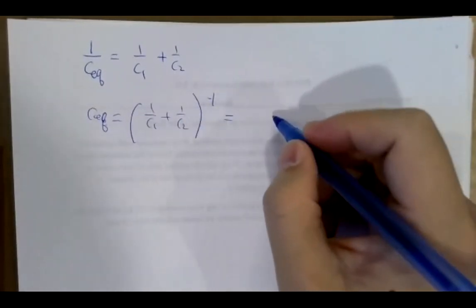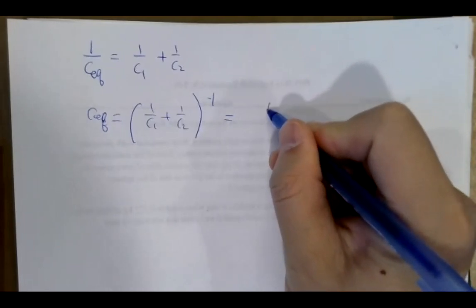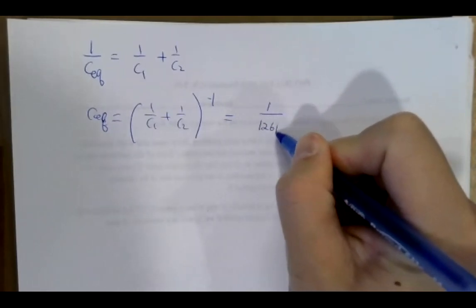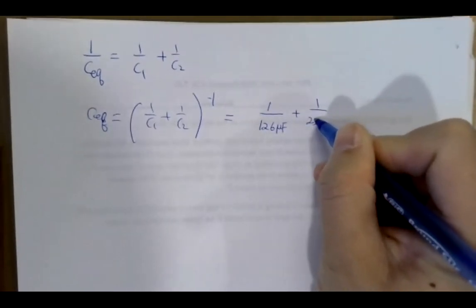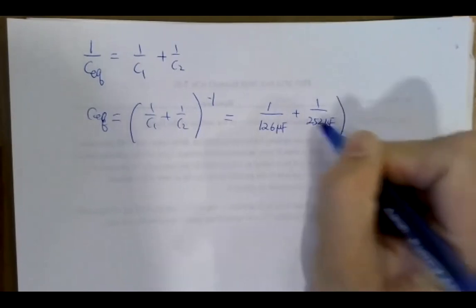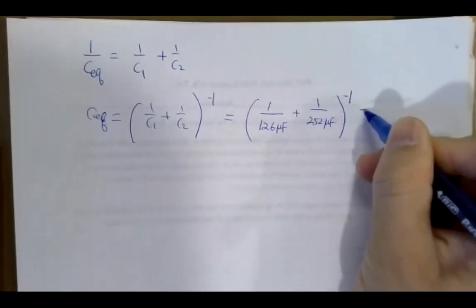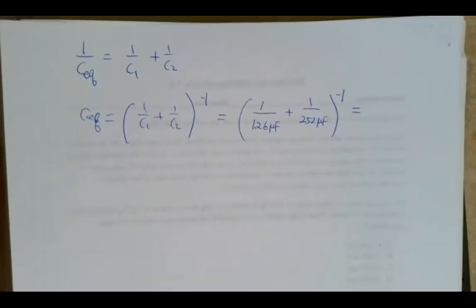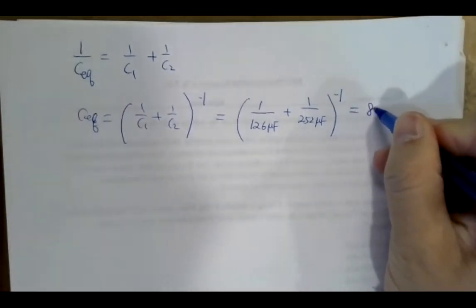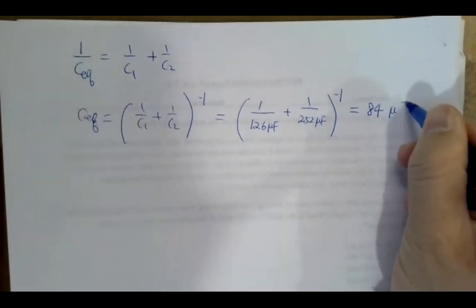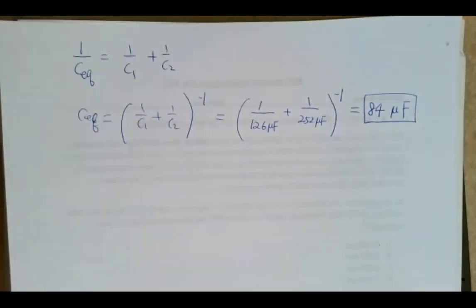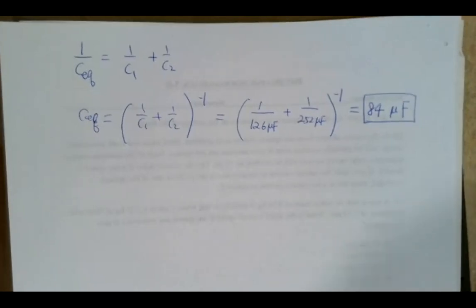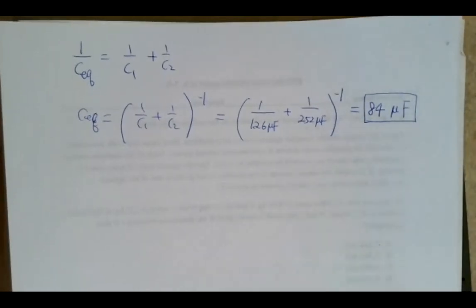So remember that. It will be 1 over 126 microfarad plus 1 over 252 microfarad, and then take the inverse of it. If you do that, it will give you your final answer as 84. The unit will be microfarad here. It doesn't ask you specifically what unit you should be using, so you can keep it microfarad.